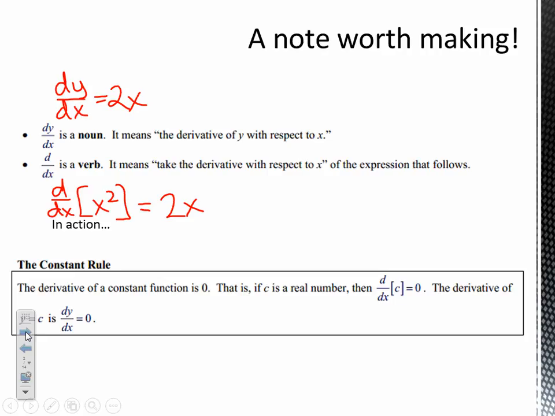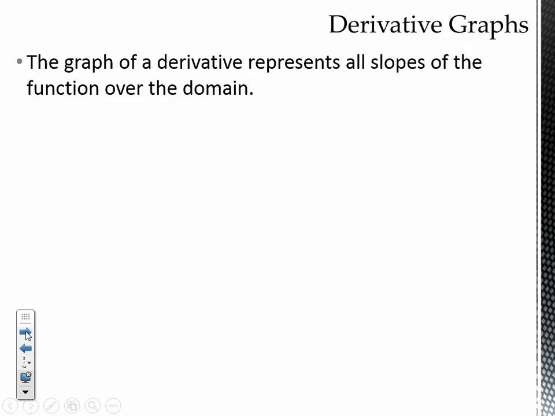Okay. So today we're going to talk about graphical relationships. The graph of the derivative represents all of the slopes of our original function. So what is a derivative? The slope of the tangent line. So what we can do is find all of the slopes from our curve, and if we plot those values, we get a derivative graph.